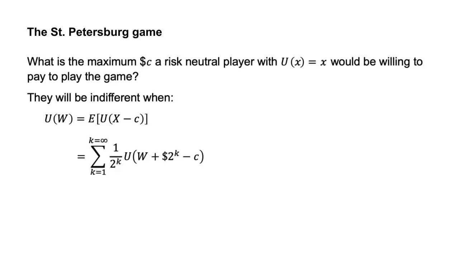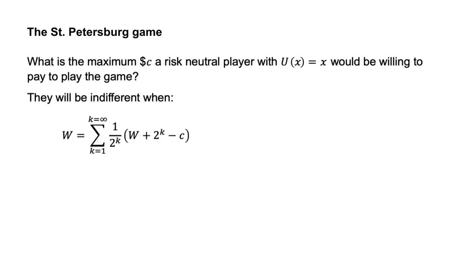We can solve this equation as follows. The utility of wealth equals the expected utility of X minus C, which equals, using the sum we created earlier, the sum from k equals 1 to k equals infinity of 1/2 to the power of k, times U of W plus 2 to the power of k, minus C. Substituting in the utility function U of x equals x, W equals the sum from k equals 1 to k equals infinity of 1/2 to the power of k times W plus 2 to the power of k, minus C.